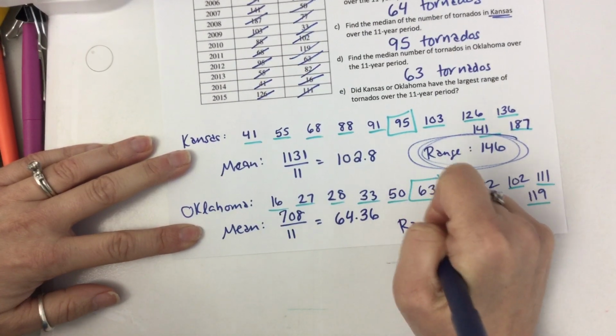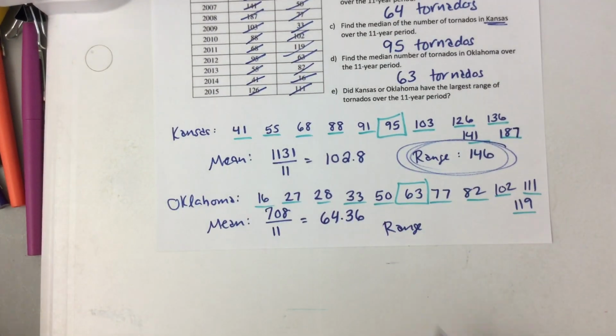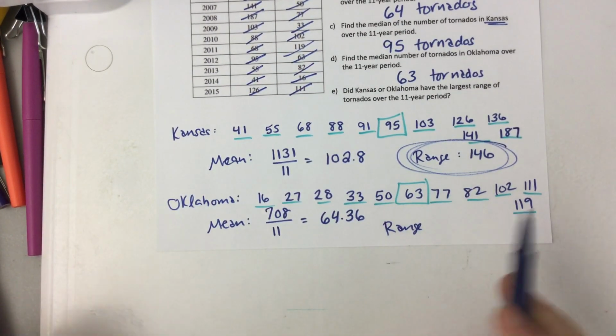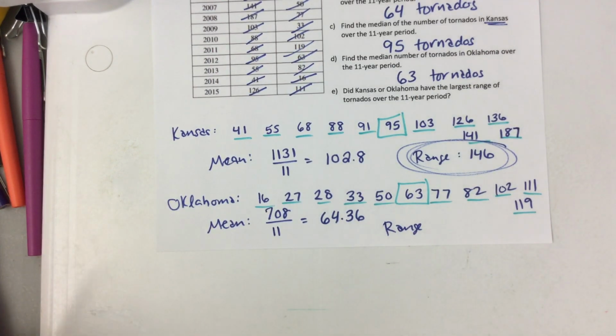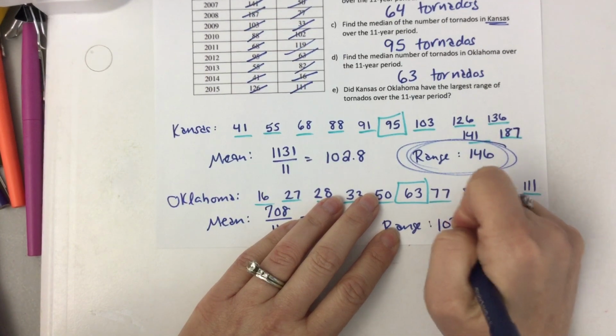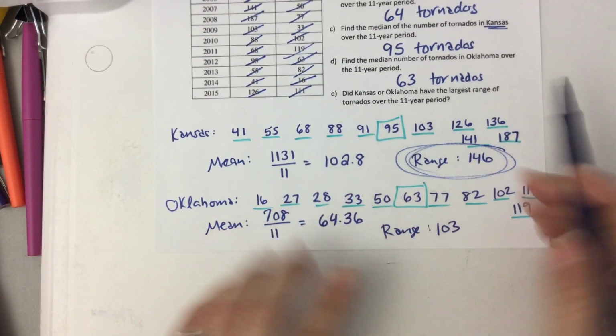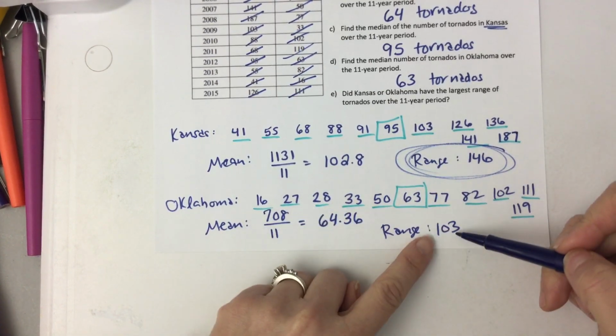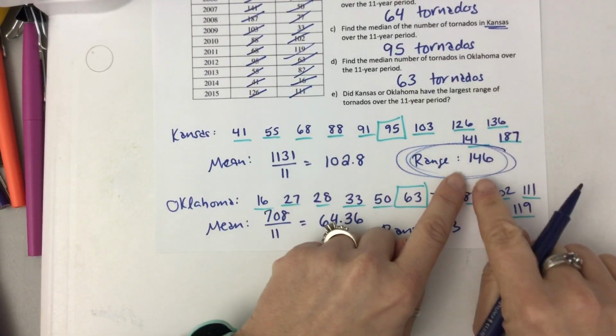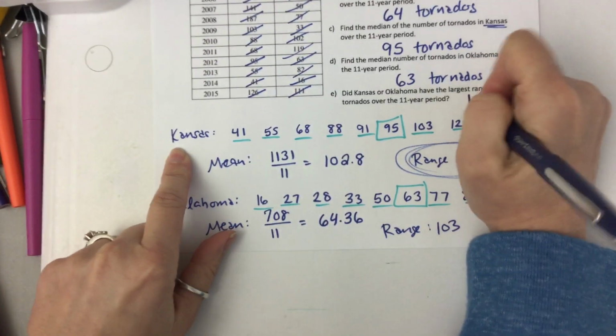Now the range, because the last question, they want us to go ahead and compare the ranges. So if I'm finding the range, you got to go 119 minus 16. The range is 103. The question said, did Kansas or Oklahoma have the largest range? Well, 146 is bigger than 103. The range 146 came from Kansas.